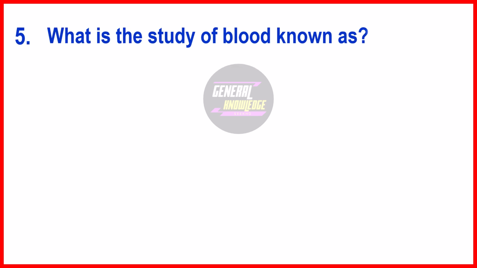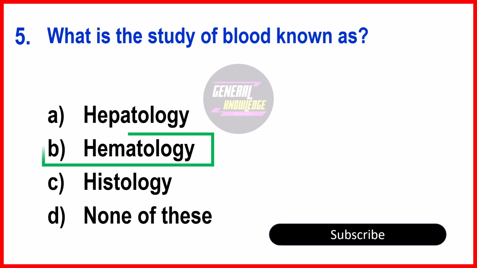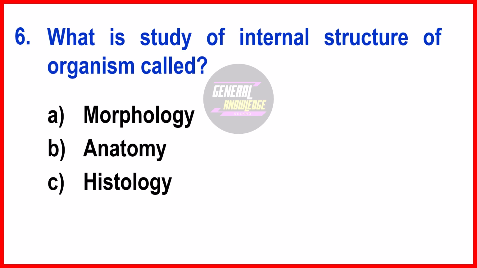Question number 5. What is the study of blood known as? The right answer is option B, hematology. Question number 6. What is study of internal structure of organism called? The right answer is option B, anatomy.